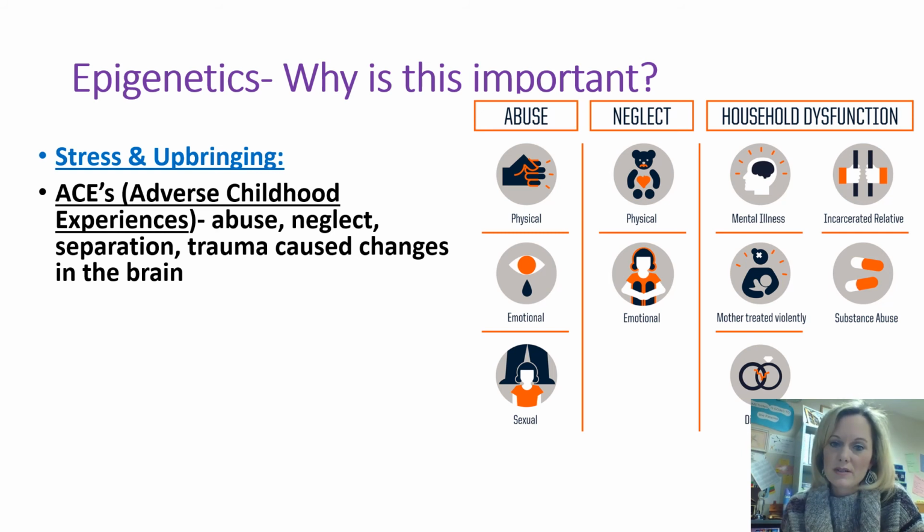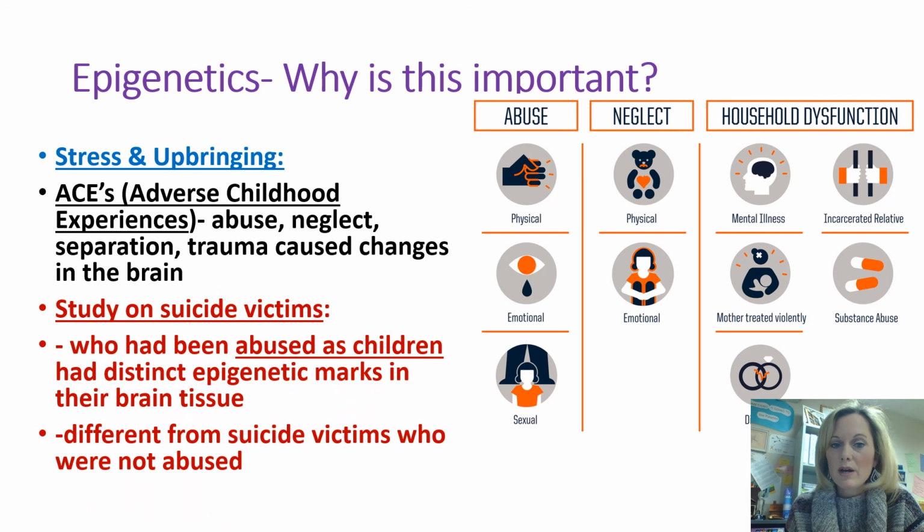So one of the newer things that's discussed in psychology today is the idea of ACEs, and that we all have an ACE score. ACEs are adverse childhood experiences, and how they can affect and create trauma and changes in the brain. The reason why I did this is because the book brings up some studies about suicide victims, and when children are abused, they have distinct marks in their brain tissue that are different from suicide victims they had seen that were not abused. And so the ACEs and stress that we have in our lives can be that.